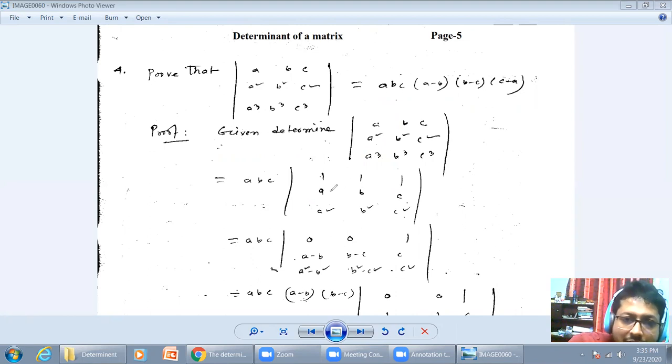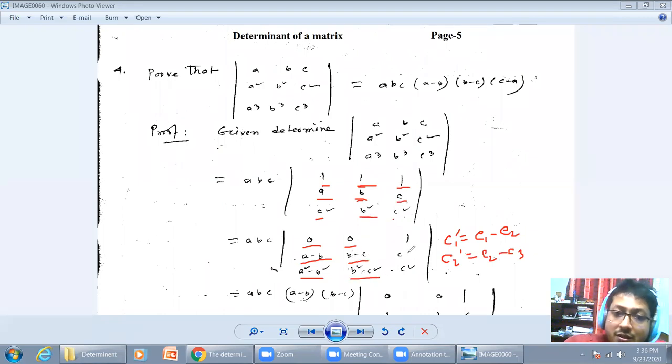Okay, this matrix, and from this we multiply. That means you can write C1 prime equal to C1 minus C2, C2 prime equal to C2 minus C3. That means 1 minus 1 is zero. A minus B, A minus B, A square minus B square, A square minus B square, and 1 minus 1 is zero, B minus C, B minus C, B square minus C square, B square minus C square. So this is the same, no change here.